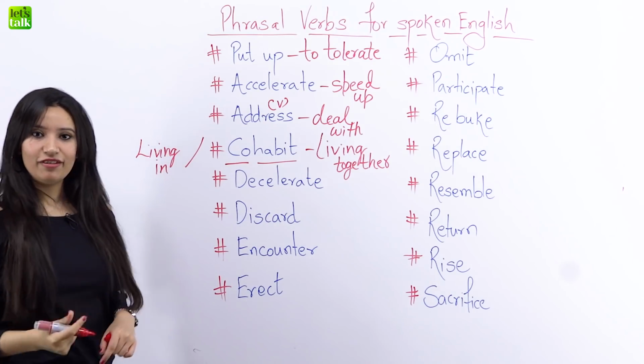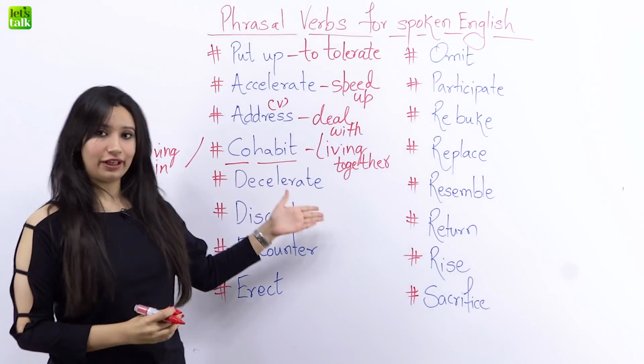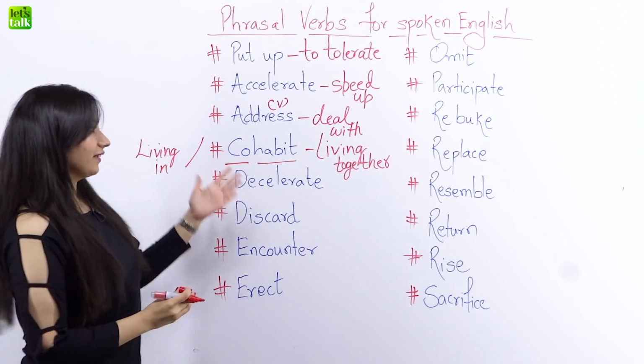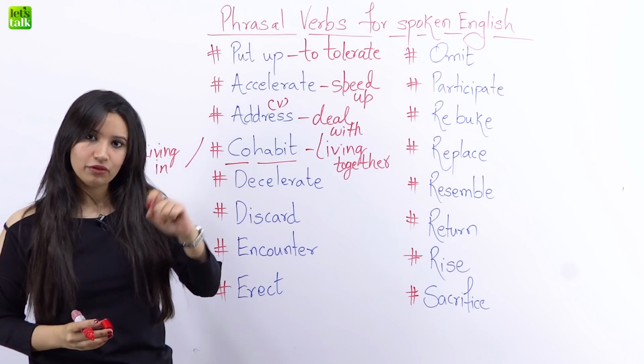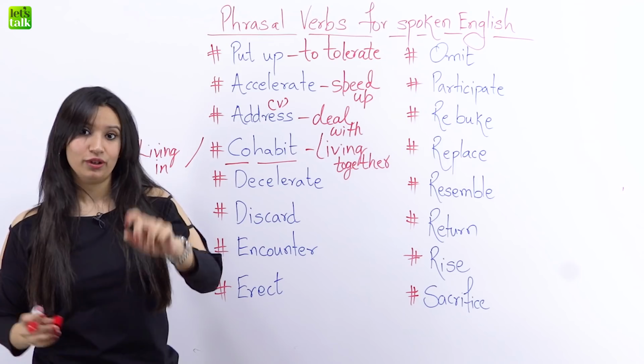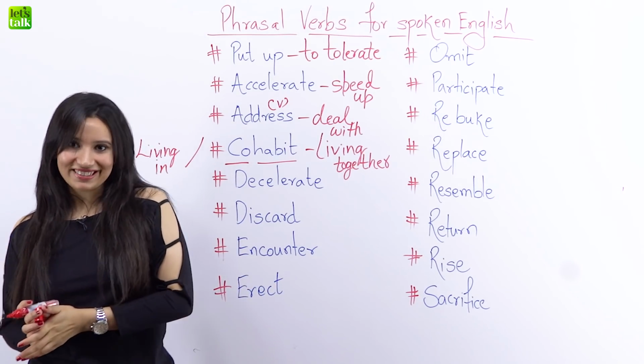So you could say that they have been living in for 2 years, or they have been living together for 2 years, instead of saying they have been cohabiting for 2 years. This is something that you might want to write in an essay, okay, if the topic is cohabiting or something, but you wouldn't want to say it.